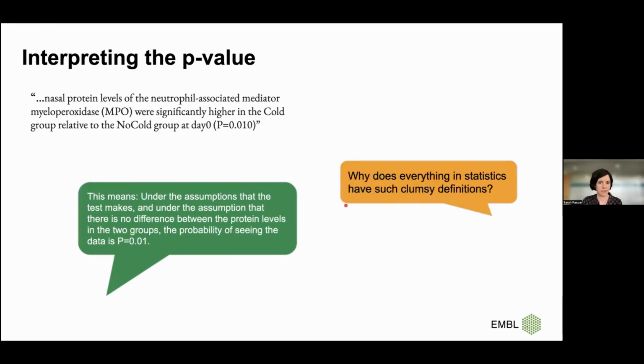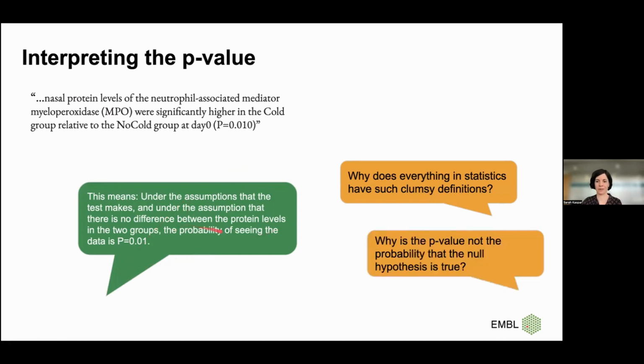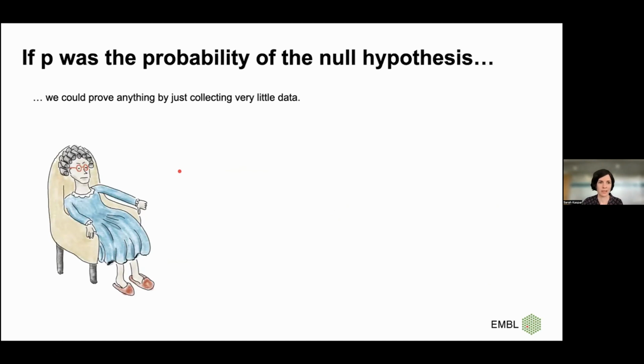And then there were these clumsy definitions, right? Why is this such a long sentence? Couldn't we just say that the p-value is the probability that the null hypothesis is true? The problem here is, if the p-value was the probability of the null hypothesis being true, we could in the end prove anything by just collecting very little data, right? Because remember, we start by assuming that there's nothing to see in the data and the null hypothesis is true. And then only if you provide enough evidence, grumpy me will be convinced that the null hypothesis can be rejected.